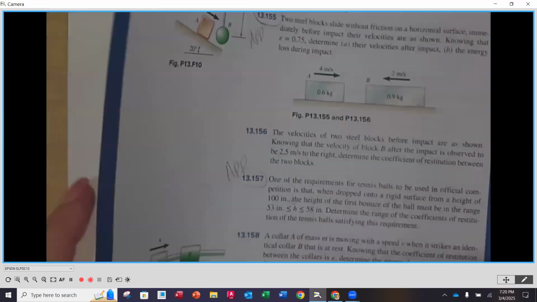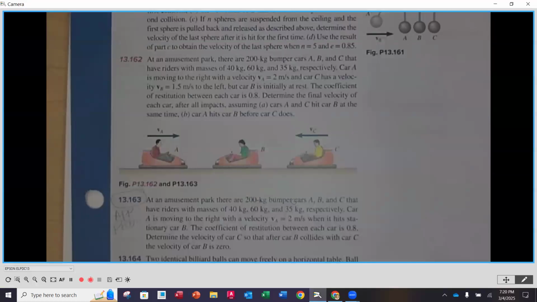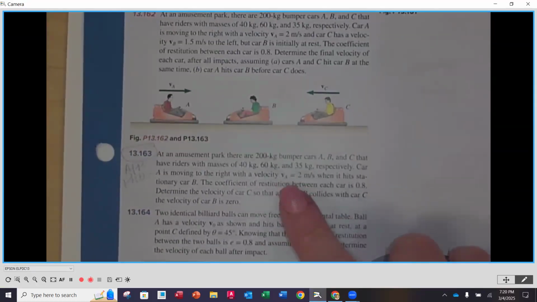Then we're going to go to the next page, and your next problem, and your last problem, I believe, in chapter 13, is going to be a bumper car problem. So 13.163 is what you're going to be doing for your application problem. This is very similar to the packages on the conveyor problem that we looked at. You're going to have to kind of do two at a time, even though you've got three cars here.